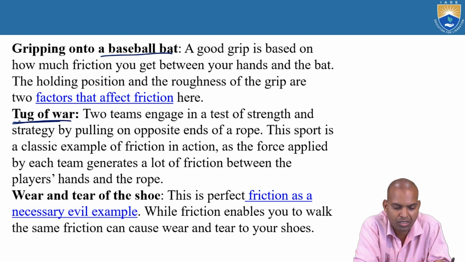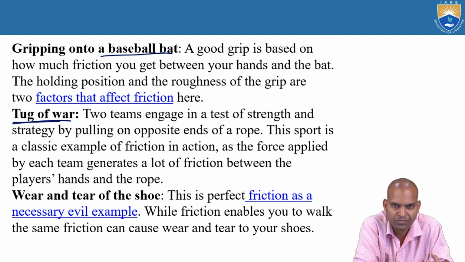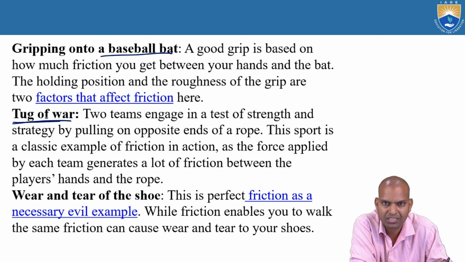The holding position and the roughness of the grip are two factors that affect the friction here. Next, tug of war. Again, you hold the rope. The meaning of tug of war is some people on the left side and other people on the right side of the rope pull the rope against each other to show their strength. So in tug of war also, friction is required to hold the rope.